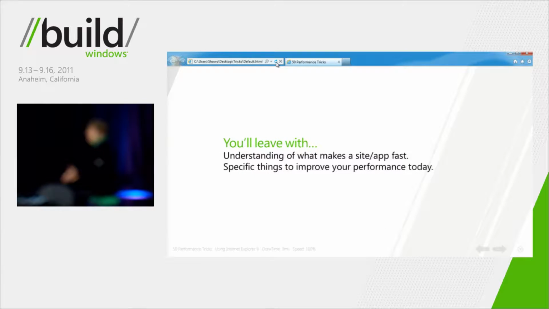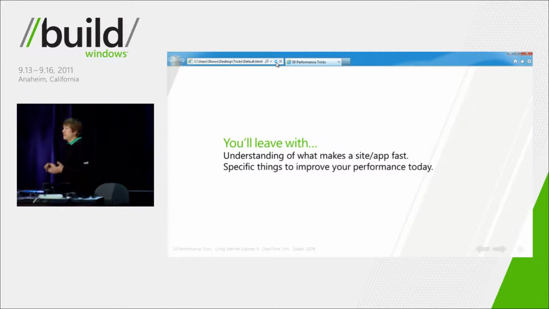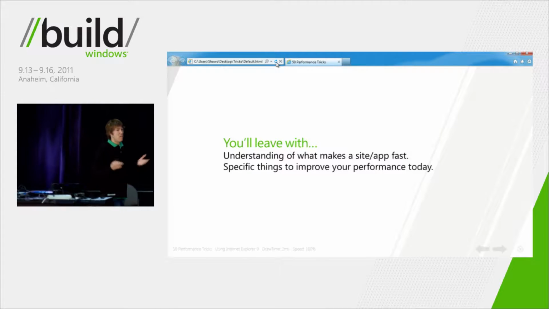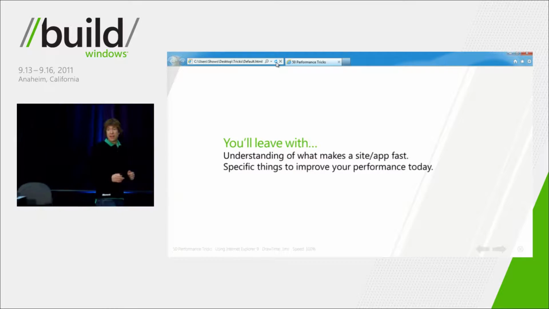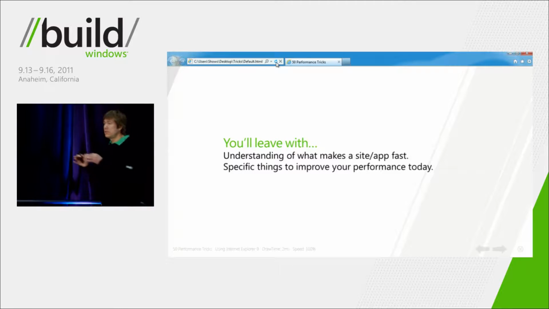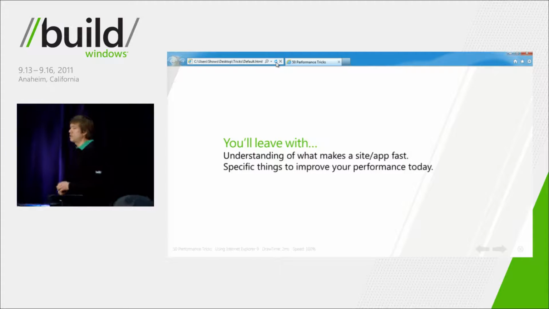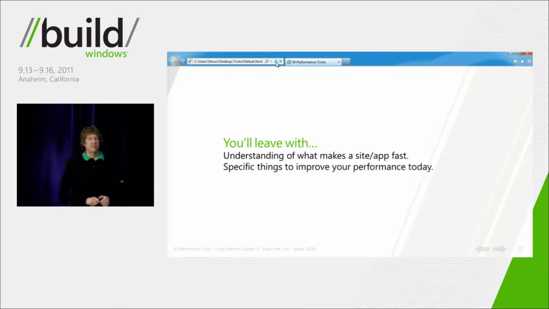So my goal today is that you'll leave with two things. The first is an understanding of what makes a website or web application or Metro-style application fast. And my second goal today is that you'll leave with specific things you can do. In fact, 50 specific things that you can do to improve the performance of your sites and apps today.